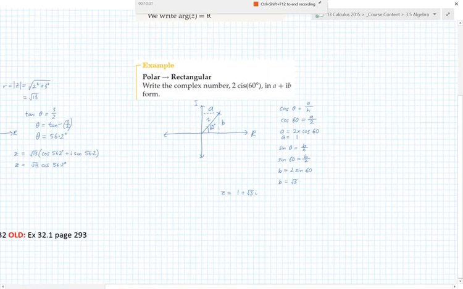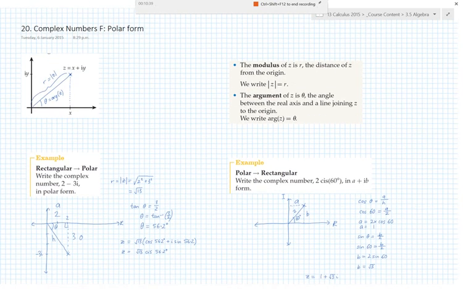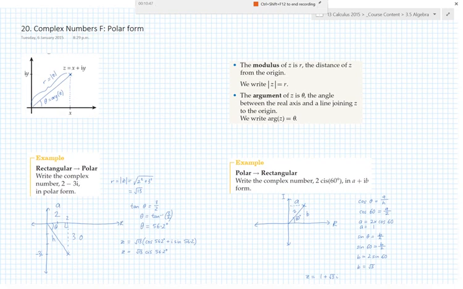Alright, so that's a quick introduction of polar form. It's really useful when we're looking at higher powers of complex numbers, and you'll see that later on. In the meantime, just to make sure you're up to speed, that's the work that you can get on with, and that is where I'll finish this video.